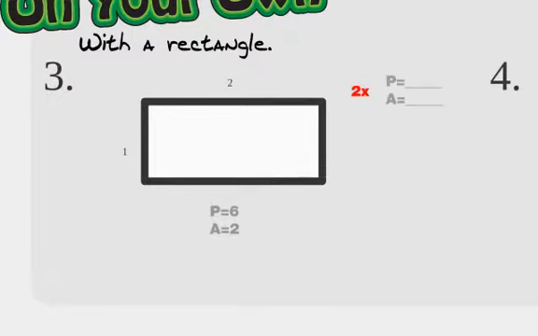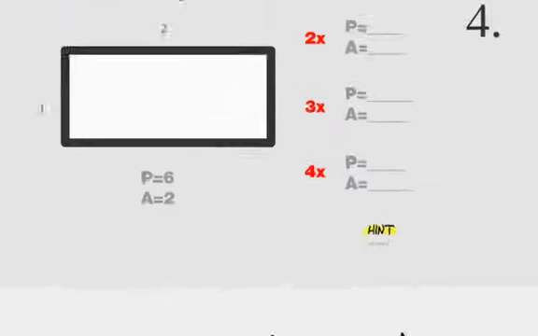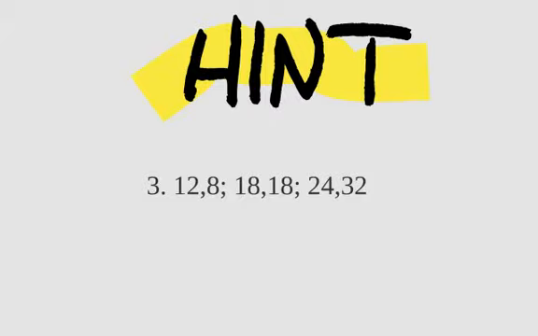Now what I want you to do is double the lengths, so instead of 2, put a 4 there, instead of a 1, put a 2 there, and then find the area and the perimeter, okay? Now you're doing the same thing with 3 times as much. So instead of 2, you're going to write a 6, instead of a 1, a 3. And now you can do the same thing with 4 times as much. So instead of a 2, an 8, and a 1, you'll put a 4. Seeing some patterns? Bet you are.